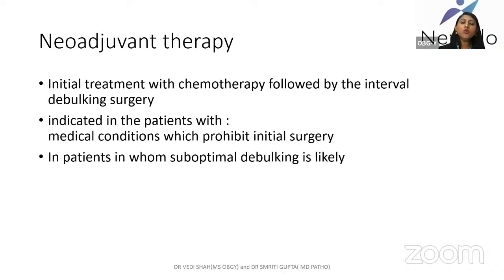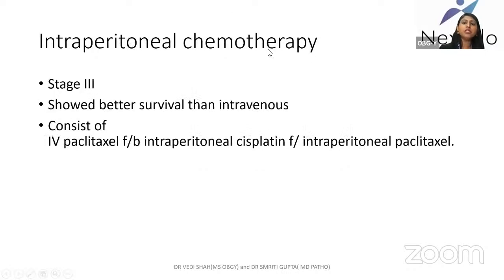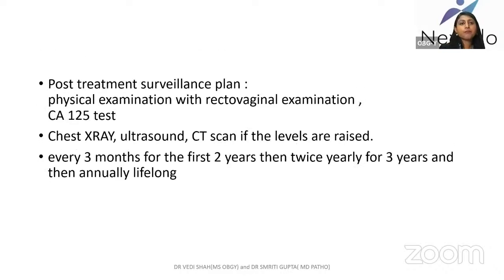Next we have the neoadjuvant therapy. Initial treatment with chemotherapy is given, followed by the interval debulking surgery, which is indicated particularly in patients who already have a large amount of tumor, or some medical condition prohibiting the initial surgery. In patients where suboptimal debulking is likely, you can proceed with neoadjuvant therapy, where you give the chemotherapeutic agent initially so that the tumor size decreases. Later on, you can go for the surgery.